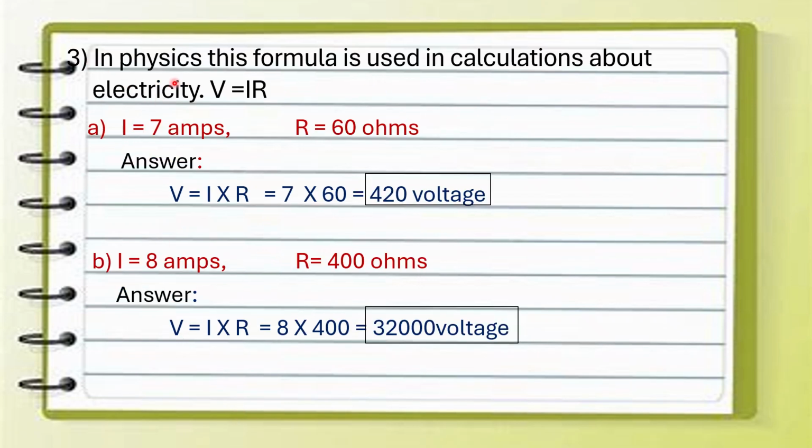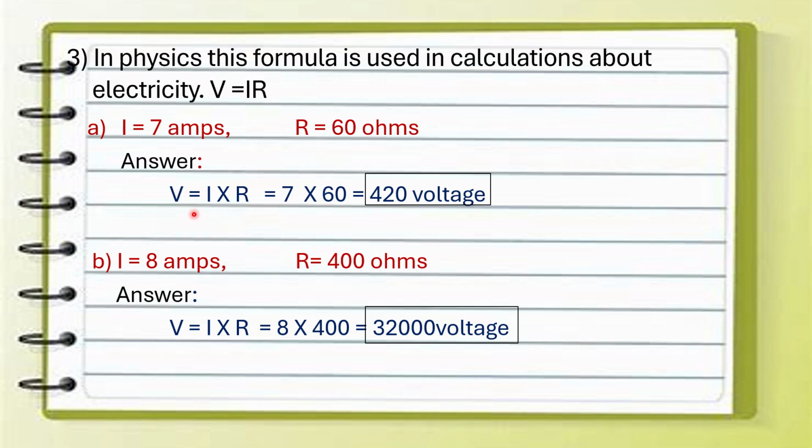Third sum. In physics, this formula is used in calculations about electricity: V equals IR. So what is V? V stands for voltage, I stands for current, R stands for resistance. Okay, let's see the sum. What is that A sum? I equals 7 amps, R equals 60 ohms, they are given. So what we have to do, we should use this formula and we are going to calculate the voltage.